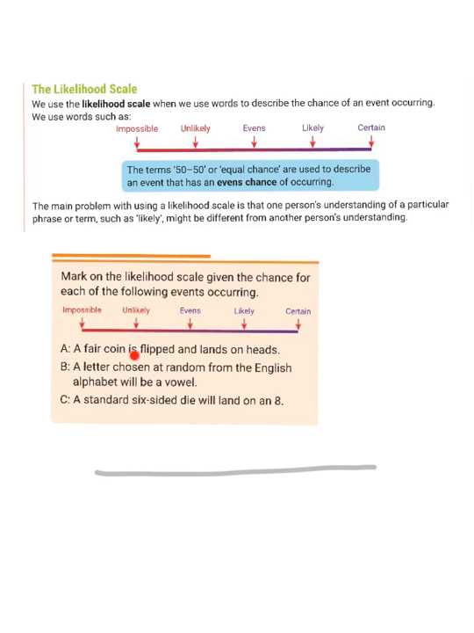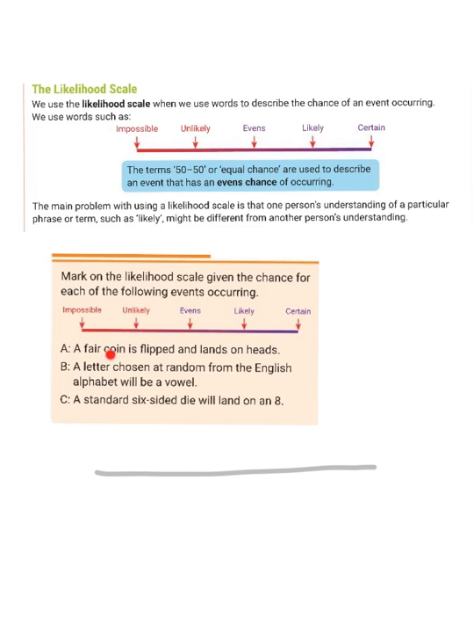The first one they asked us: a coin is flipped and lands on a head. When you flip a coin, you have two options, a tail or a head. So it has a 50-50 or an even chance of landing on a head. So we'll say our halfway mark is here, roughly. Then I would put A here. So it's halfway.